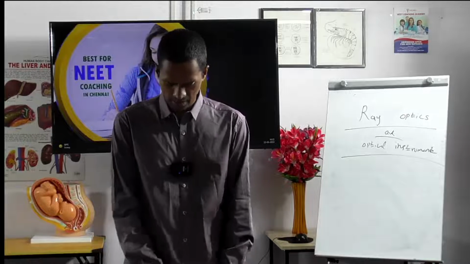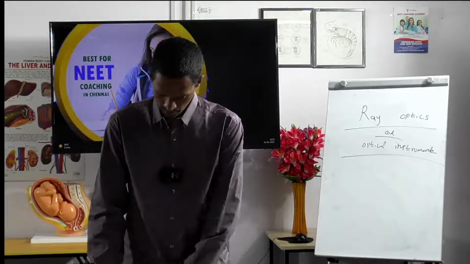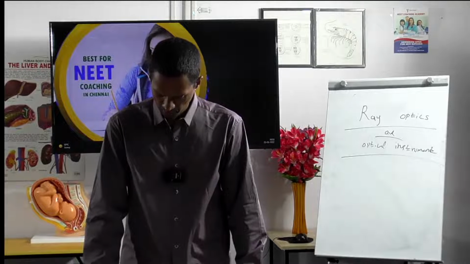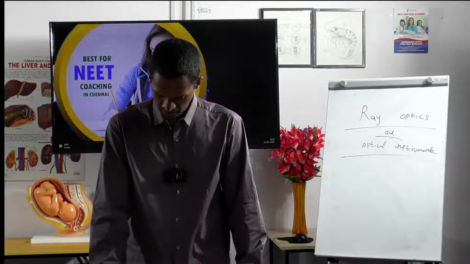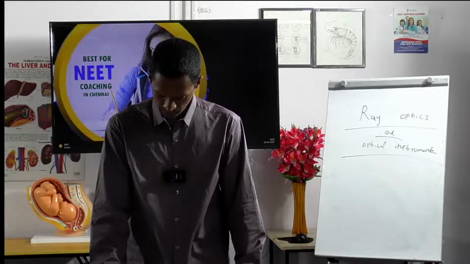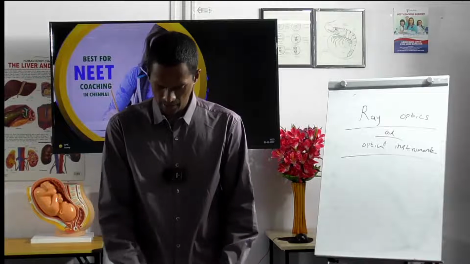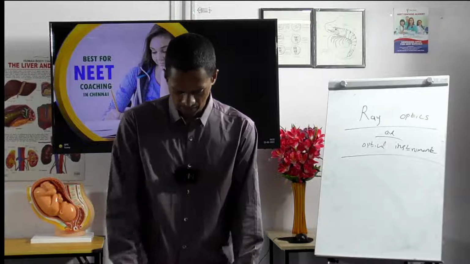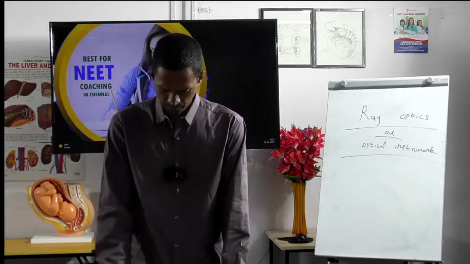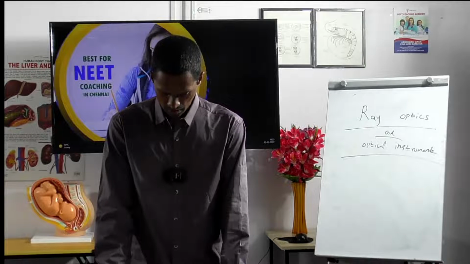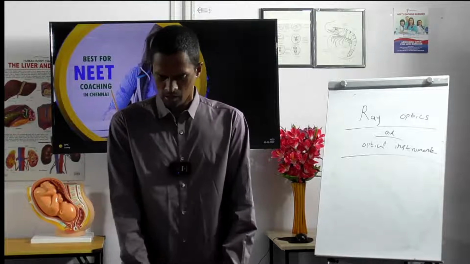So what is the formula given? M equals FO by FE. What is FO? Focal length of the objective. FE is the focal length of the eyepiece. Yeah, correct. So that's all. This chapter is over.